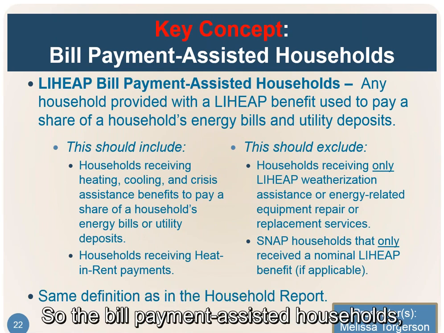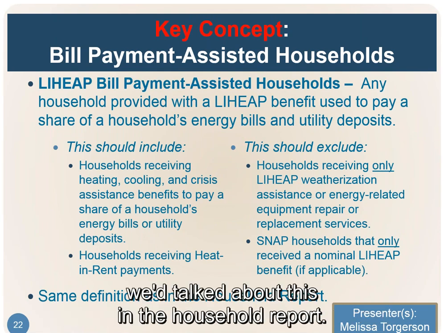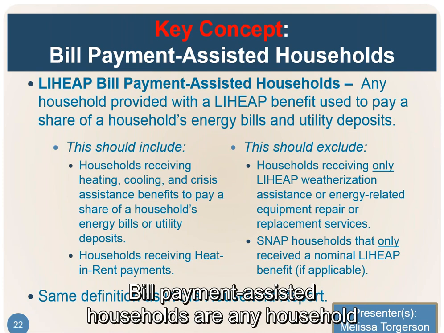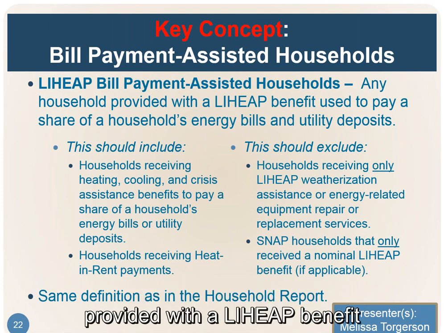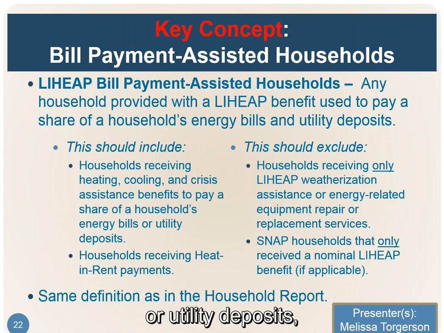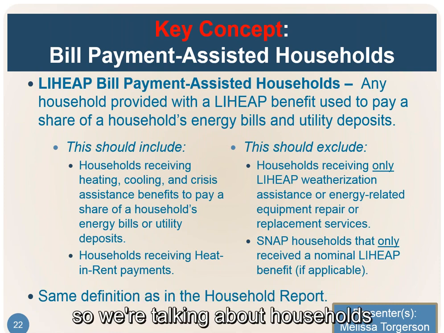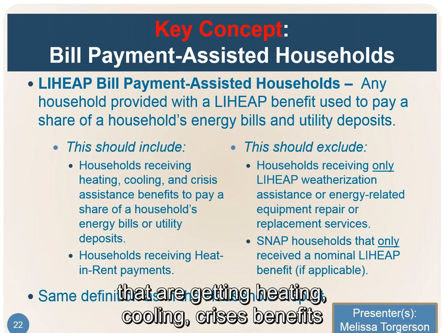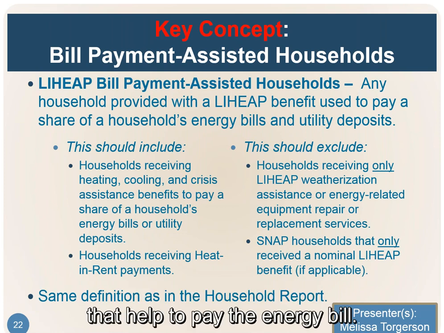So the bill payment assisted households, we talked about this in the household report. Bill payment assisted households are any household provided with a LIHEAP benefit used to pay a share of the household's energy bills or utility deposits. So we're talking about households that are getting heating, cooling, crisis benefits that help to pay the energy bill.